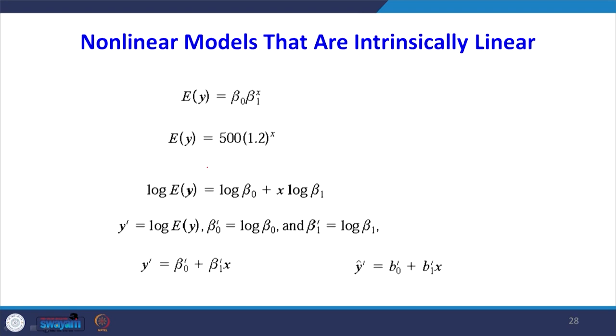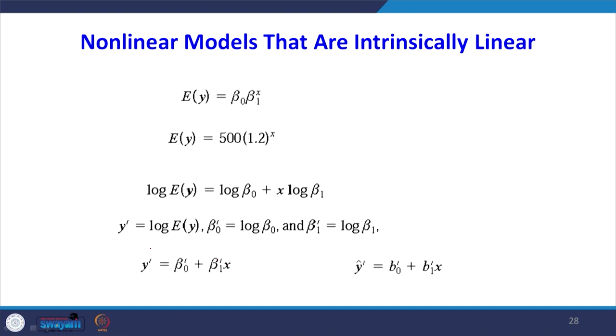There are some more nonlinear models, and I will explain how to handle them. Suppose there is a nonlinear relationship, where the power is there: expected value of y equal to beta 0 times beta 1 to the power x. Suppose beta 0 is 500 and beta 1 is 1.2. For this kind of model, you take log of both sides. It becomes log of expected value of y equal to log beta 0 plus x log beta 1. Here the constant term is log of beta 0. This can be written as y dash equal to beta 0 dash plus beta 1 dash x.